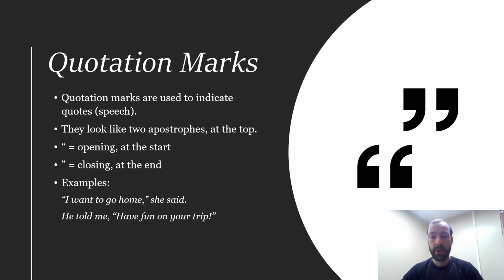Quotation marks. Quotation marks are used to indicate quotes, speech, when someone is talking. Okay, so we put them at the start and the end of the spoken words. They bookend whatever is actually explicitly said. They kind of look like two apostrophes or commas. They're up top, at the top of the written line, and they look slightly different, the one at the start from the one at the end.